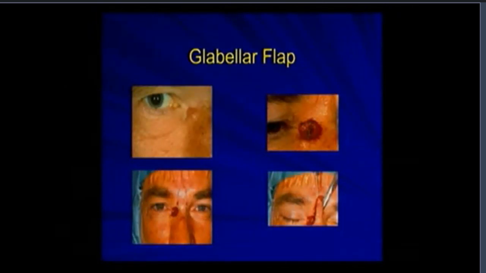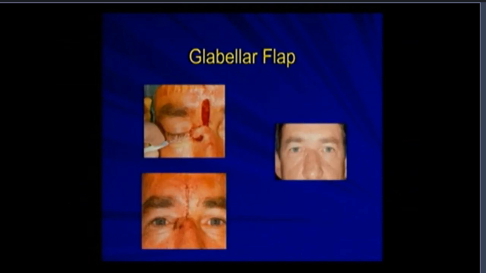Glabellar flaps, especially if you are dealing with a medial canthal area defect, like in this patient, you can just move a glabellar flap. There are different ways of reconstructing the medial canthal area. You can use a bilobed flap and also a sliding flap. There are different techniques for it. This patient had the glabellar flap.